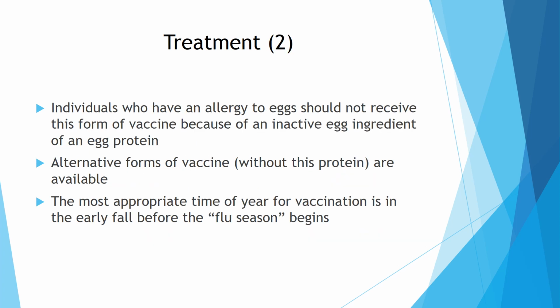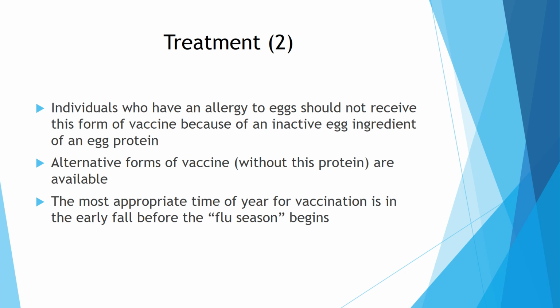So individuals who have an allergy to eggs should not receive this form of vaccine because of an inactive egg ingredient, an egg protein. And we know this, right? Because whenever you go to get your flu shot, they ask you a series of questions, and one of the questions is, are you allergic to eggs? So alternative forms of the vaccine without the egg protein are available, and that is the vaccine you will receive if you have an egg allergy.